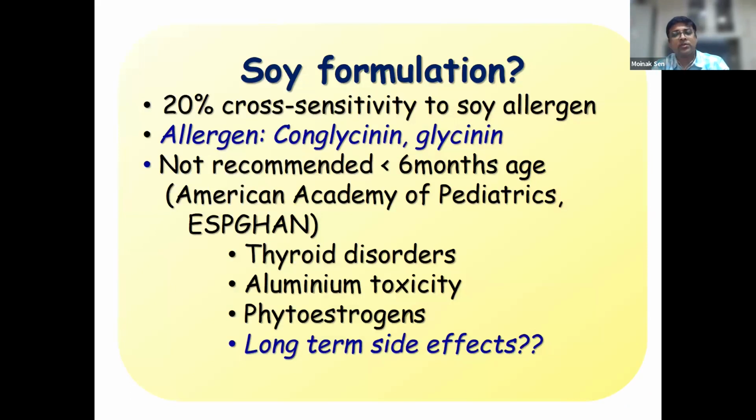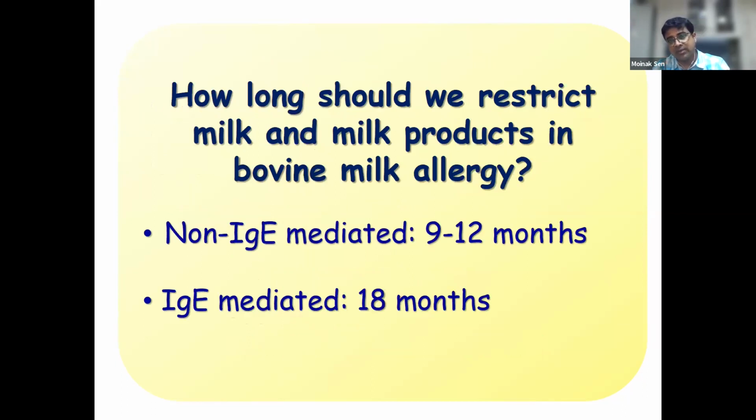Should we give soy formulation? Well, you should understand that infants have 20% cross-sensitivity to soy allergen when they already have a bovine milk allergy. And so it is not recommended less than 6 months of age, and soy per se can give rise to thyroid disorders, aluminum toxicity, and a lot of phytoestrogens, which can cause gonadal changes. How long should we restrict milk and milk products? For the non-IgE-mediated patients, those who do not have anaphylaxis, the restriction is up to 12 months. But those who have colitis with anaphylaxis, that means it is an IgE-mediated reaction, it is going to be 18 months.